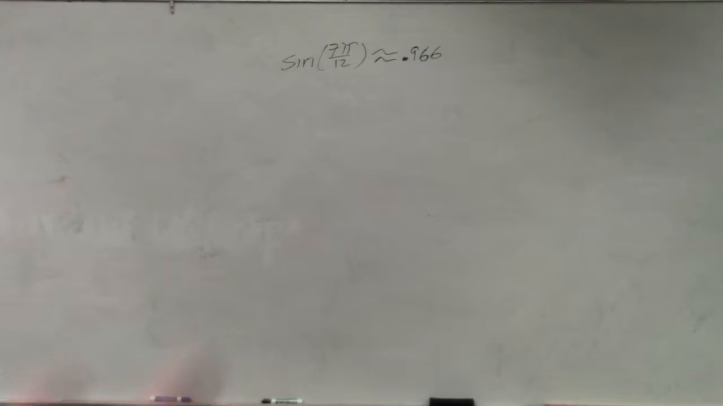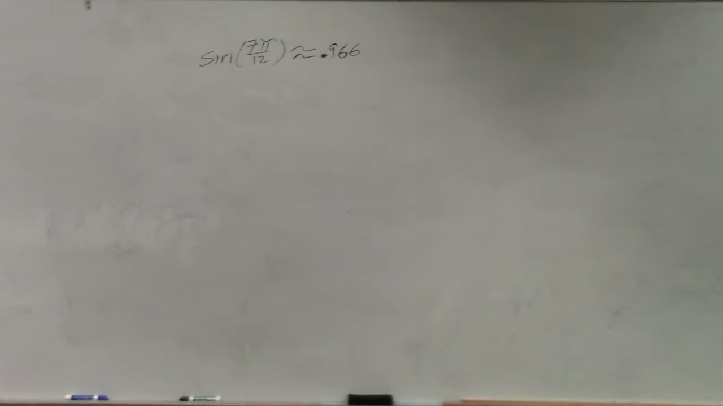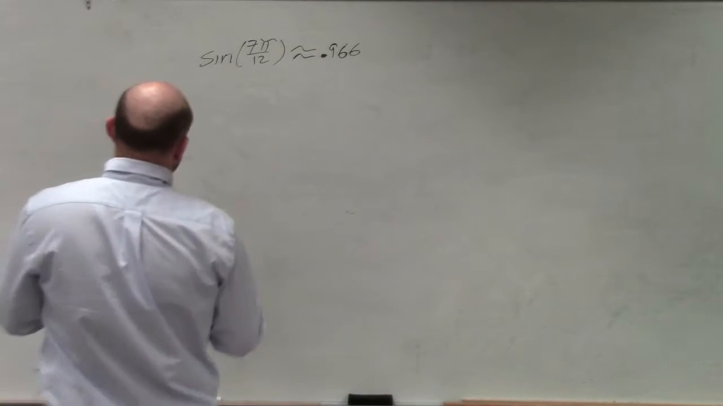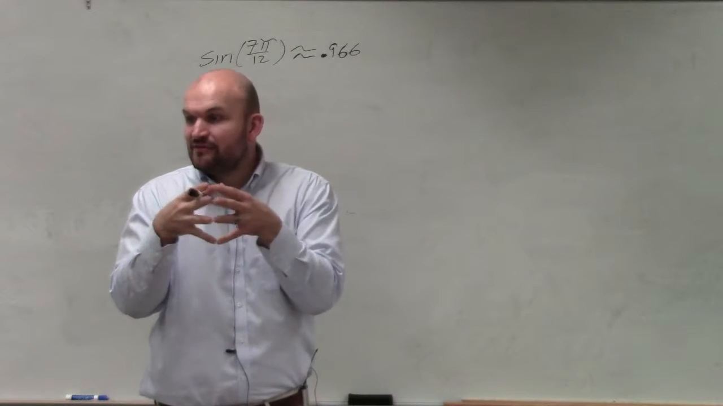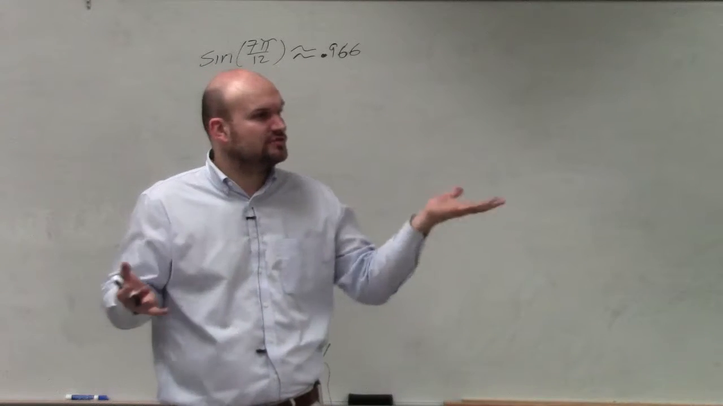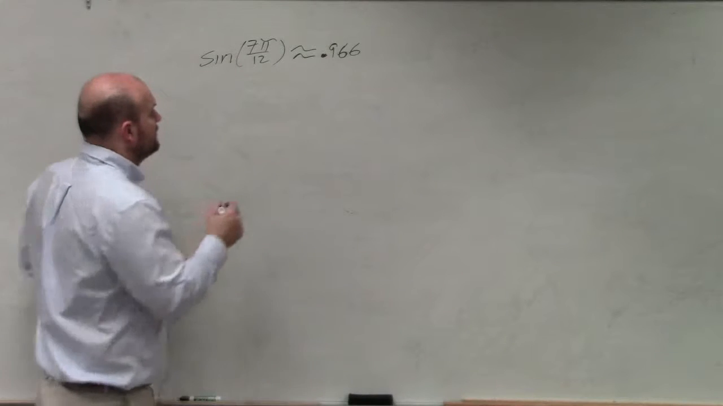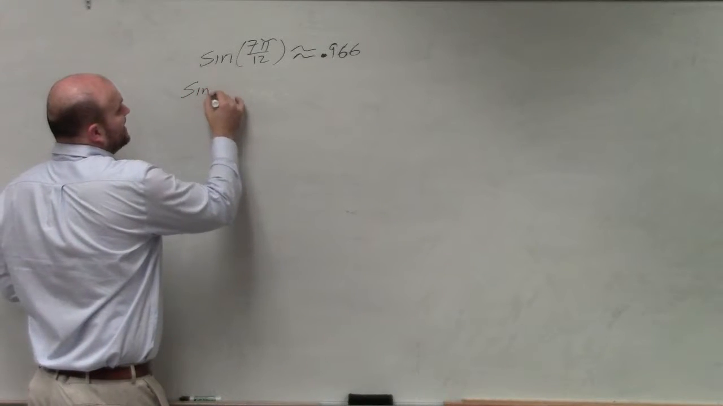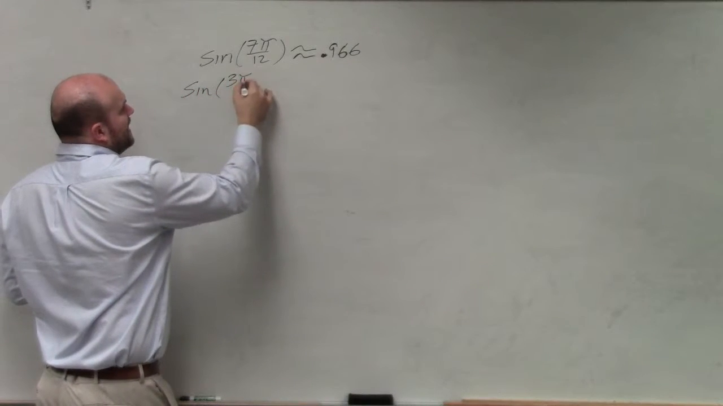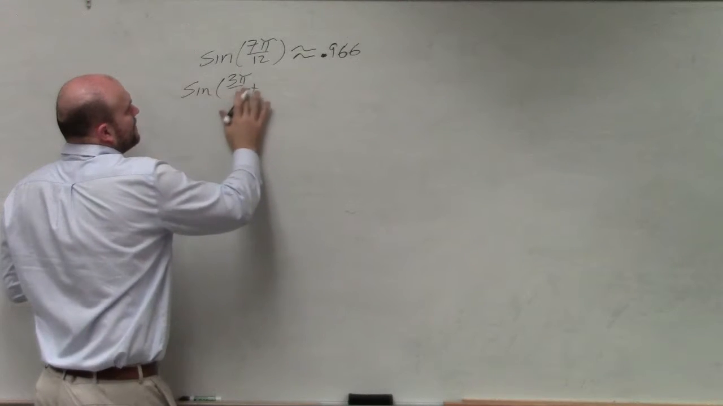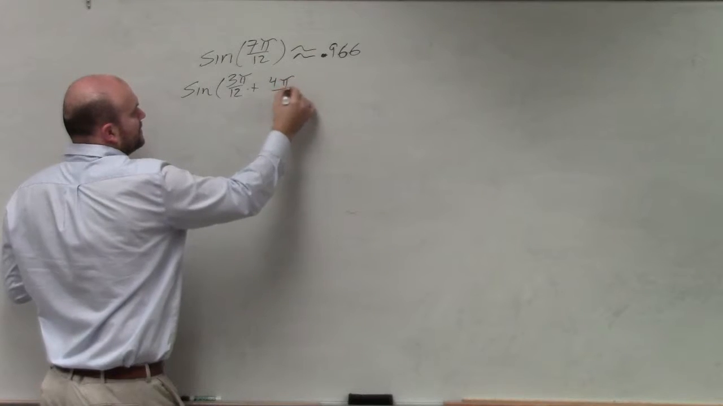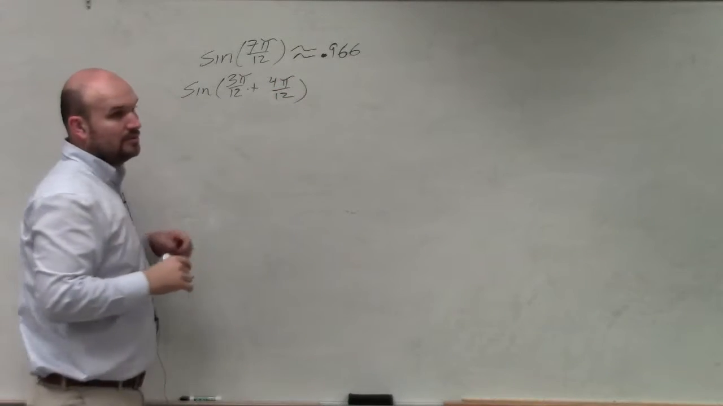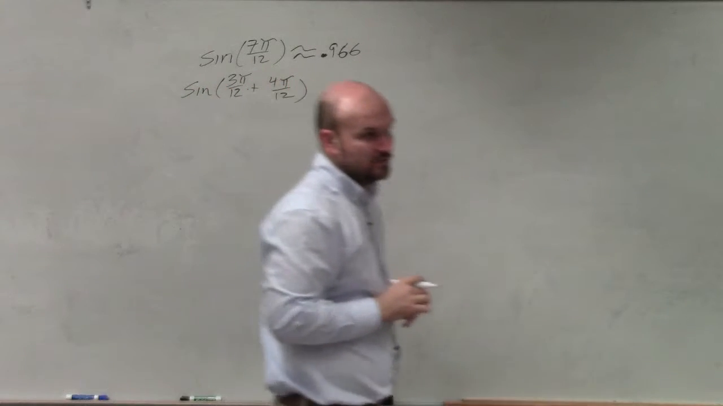So what I want to be able to do is see, can I basically rewrite this equation as the sum or difference of two angles? And let's do that in sum or difference of angles that is within like 12. So if I say sine of, I could say 3 pi over 12 plus 4 pi over 12. Would you guys agree with me that gives you 7 pi over 12?